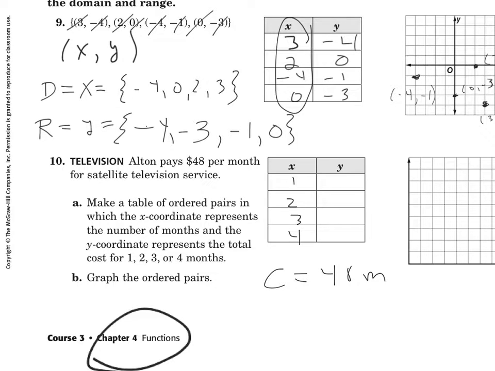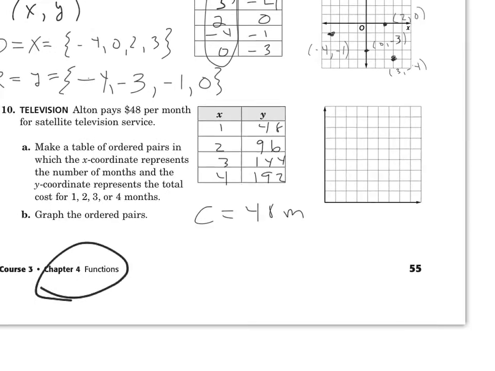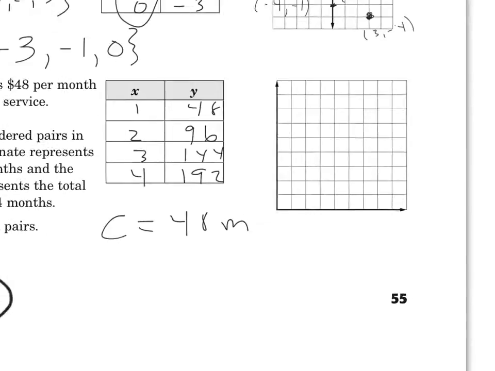Well, on the first month, you're going to pay 48 times 1, which is $48. On the second month, you're going to pay 48 times 2 is $96. On the third month, you're going to pay 3 times 48, which is $144. And on the fourth month, you're going to pay 4 times 48, which is $192. Okay, so that is your equation. Well, that's not the graph, that's the table.